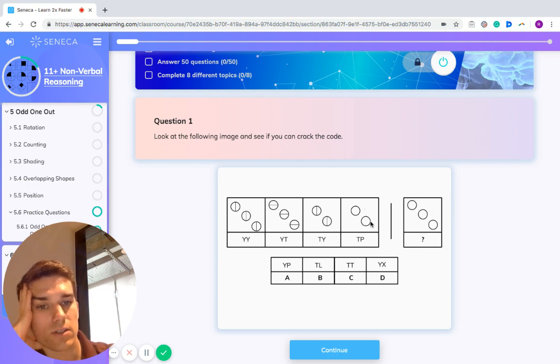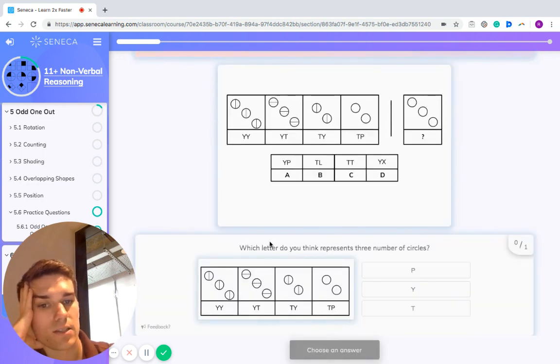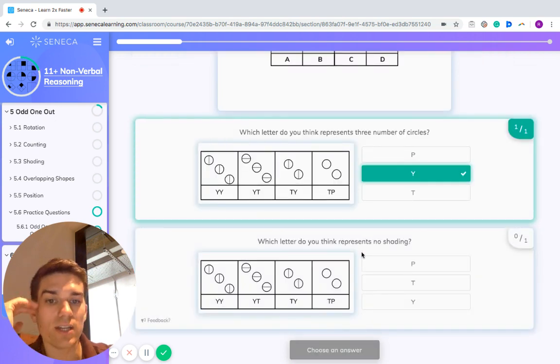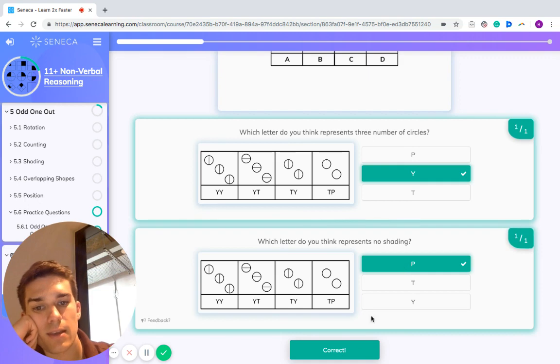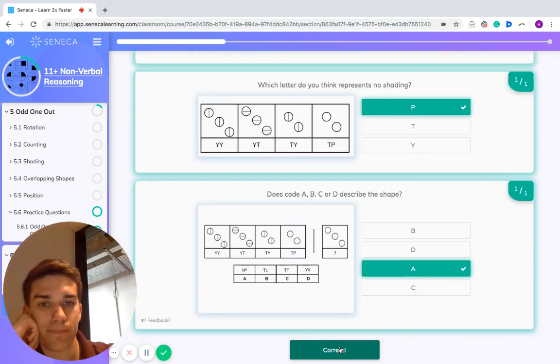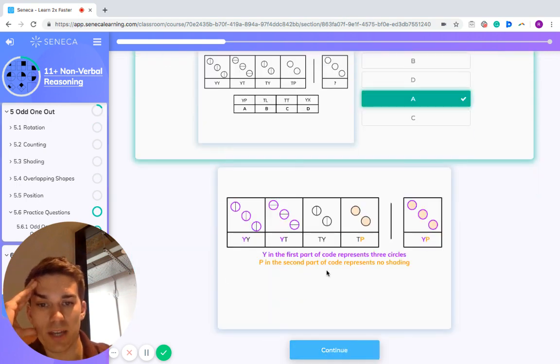And then we've got the empty, which shows that it's P, so it's YP. It represents the number of circles: if there are 3 circles, that is represented by Y. And then no shading means P. So YP is the answer, which is A. We'll look at another example because that one's a bit tricky. Y is the first part of the code, represented by the 3 circles, and P is the second part of the code, represented by no shading.